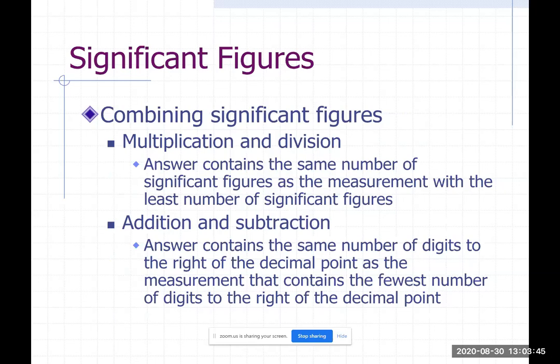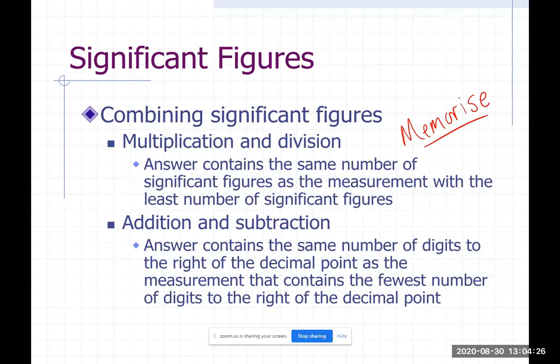So let's talk about the rules for combining significant figures. There's a multiplication and division rule, and there's an addition-subtraction rule. You should memorize these rules, because whenever you come across a calculation, you're going to need to be able to apply them. Sometimes we have calculations with order of operations, so you're going to have to apply these rules independently. The multiplication division rule is very straightforward. Your answer is going to contain the same number of significant figures as your data measurement that has the least number of significant figures.